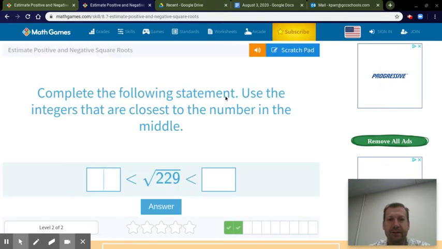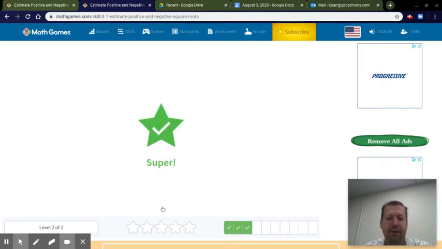Complete the following statement. Use the integers that are closest to the number in the middle. Well, 15 squared is 225, and 16 squared is 256. So if I put a 15 right here and a 16 right there, then I will hopefully get the answer, and I did.